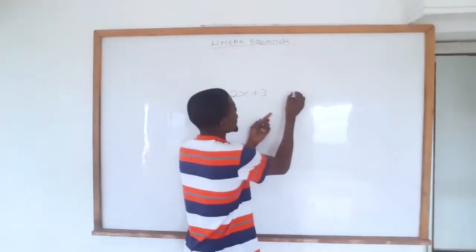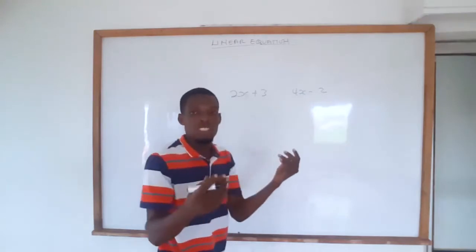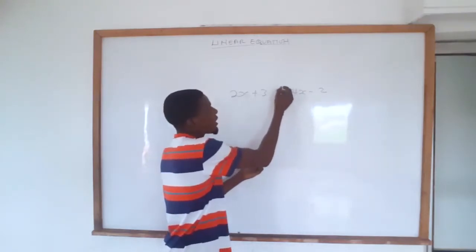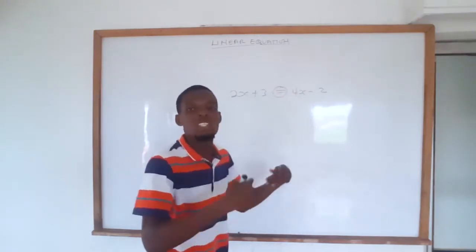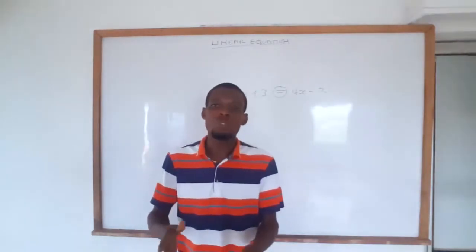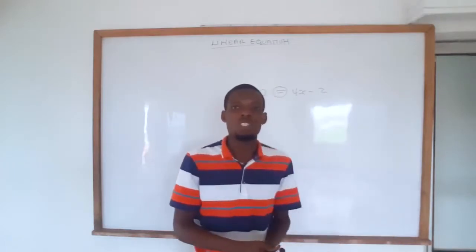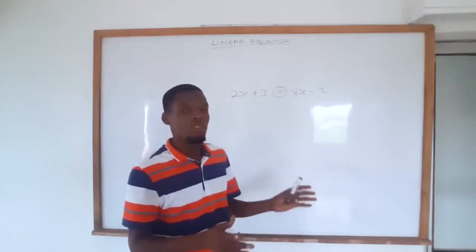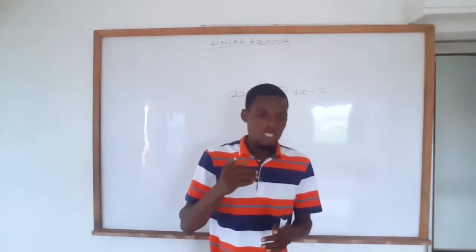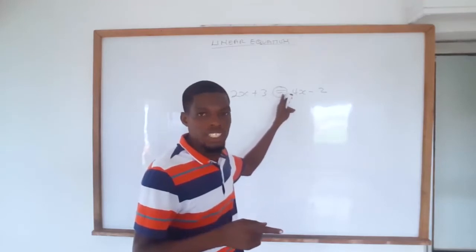And I have something like 4x minus 2, this is also an expression. Now, if these expressions are linked together with an equal to sign, then it changes to what? An equation, right? So an equal to sign links two expressions together, which changes it to what? An equation.